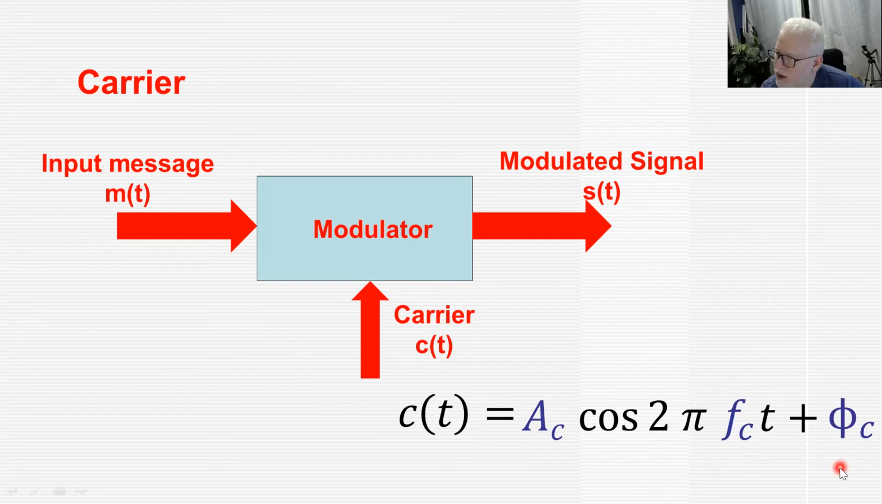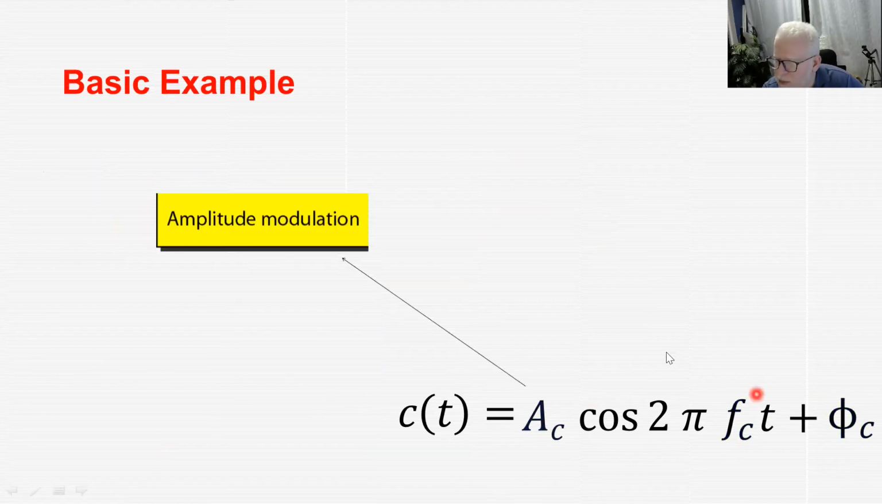So generally, the carrier includes three main parameters that are capable of being a function of time. We can make the amplitude a function of the message. We can make the frequency a function of the message. We can make the phase a function of the message. If we make the amplitude a function of the message, we call it amplitude modulation. Here, your message is hidden in the amplitude of the carrier.